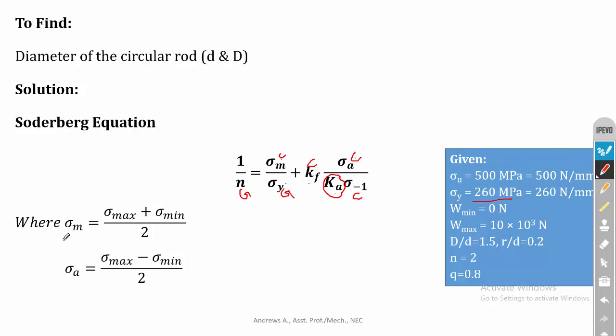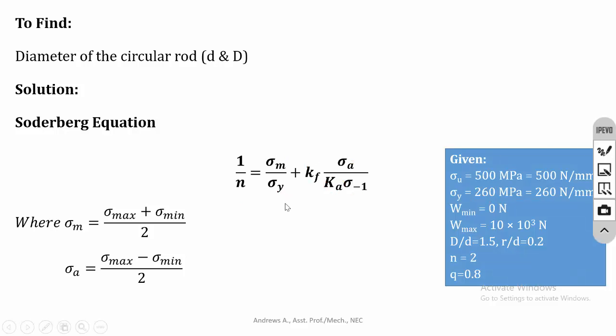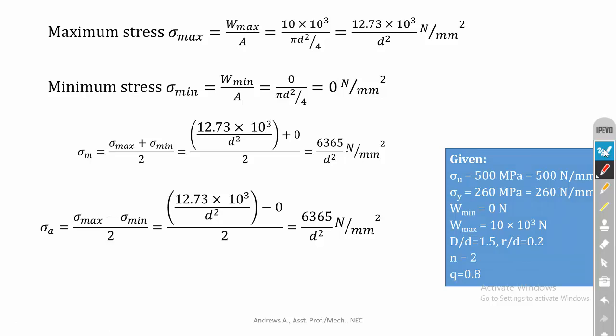We know that the equation for sigma m is equal to sigma max plus sigma minimum divided by 2. In the case of sigma a, it is sigma max minus sigma minimum divided by 2. So these equations are there in the data book, page number 7.6. You can refer to that. First I am going to calculate the maximum stress and minimum stress, because to calculate the mean stress and amplitude stress I need sigma max and sigma minimum.